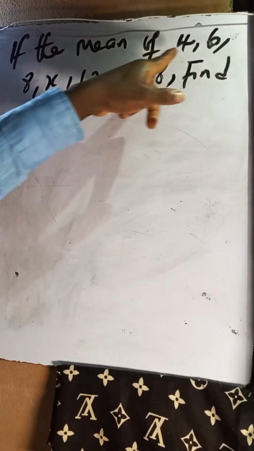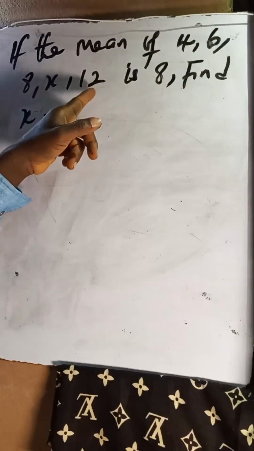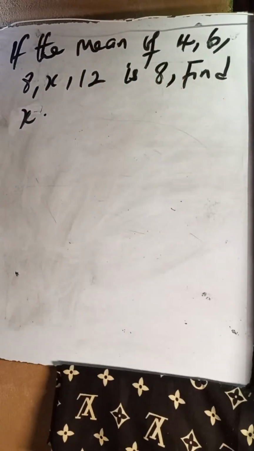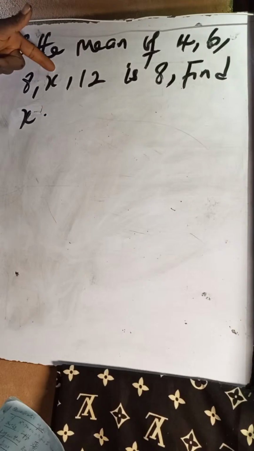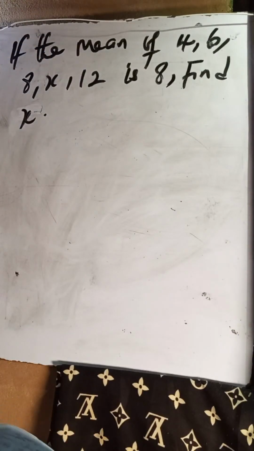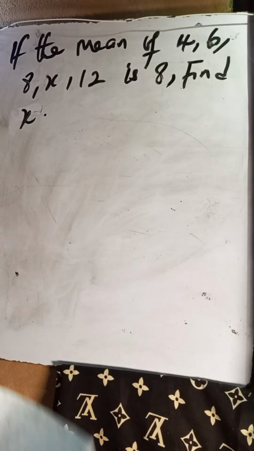Now, if the mean of 4, 6, 8, x, 12 is 8, find x. So what should be x from here? I'm sure somebody has already answered that, right? Yes, because we just did it, but we just want to know what is x. This is exactly how questions can be asked sometimes. We know the foundation, but sometimes questions can come in this form.